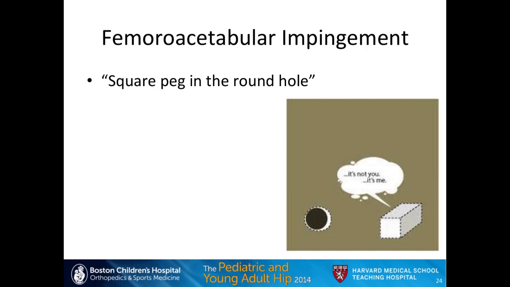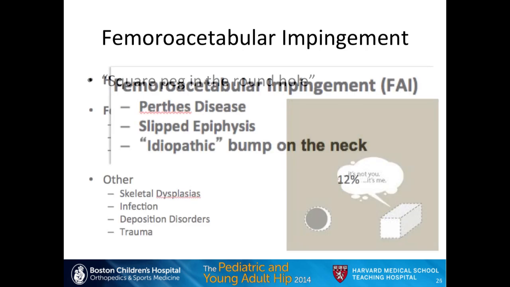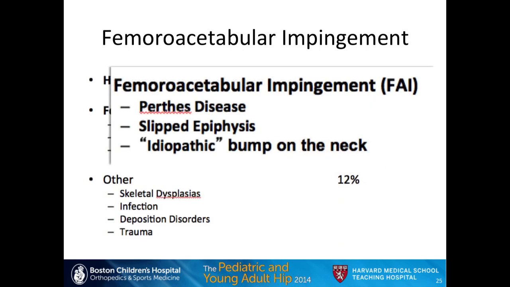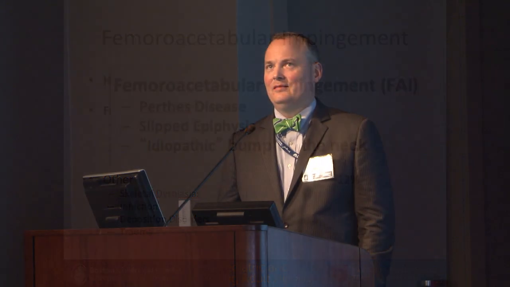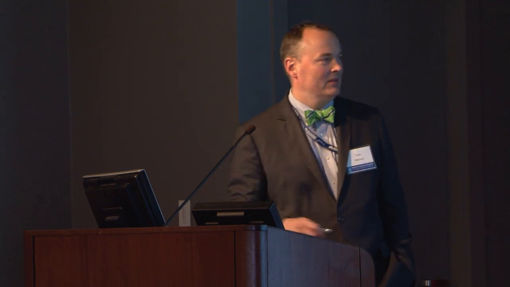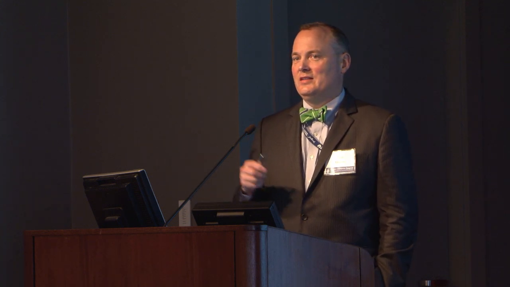So we'll move on to femoral acetabular impingement, our next big box of problems. Just to review again, we have these two groups here, and in a lot of ways, the majority of femoral acetabular impingement seems to be encompassed by Perthes disease, slipped capital femoral epiphysis, or SCFE, or this idiopathic bump on the femoral neck. I'd pause for a second just to remind ourselves that I'm intentionally glossing over this other group down here, skeletal dysplasias, infection, deposition disorders, and trauma. Not because they don't matter, but I think the bigger picture here is that FAI is a mechanical problem.